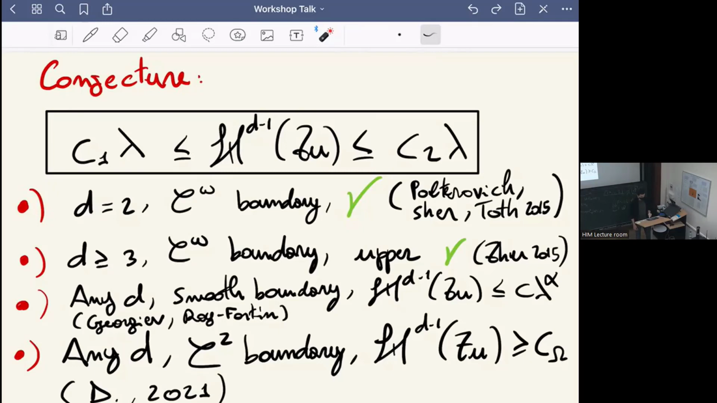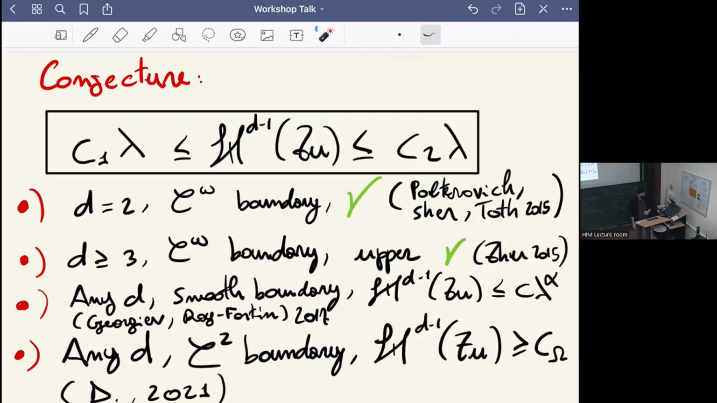For only smooth boundary in any dimension, there's a polynomial upper bound. This was due to Georgiev and Roy-Fortin. I forgot to write the year. I believe this was 2017. In terms of lower bound, as far as I'm aware, the best that we have is a result that I proved last year, which is in any dimension for a C2 boundary. I have a constant lower bound for the zero set. So the conjecture should have a lambda here. I don't know how to do that. The best I can do is with a constant. Before my result, the bounds that we had were polynomially decaying in lambda. So at least I can show that as lambda increases, the zero set does not decrease, but I cannot show that it actually increases so far.